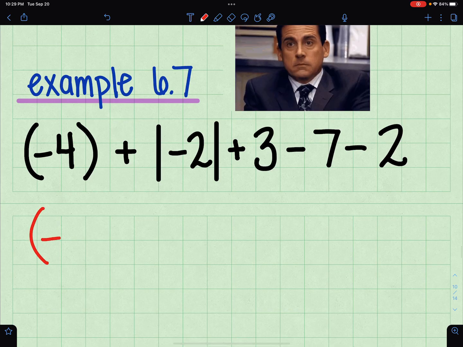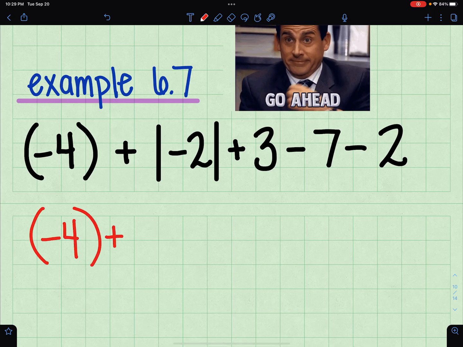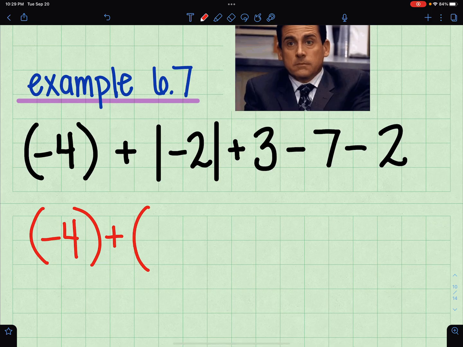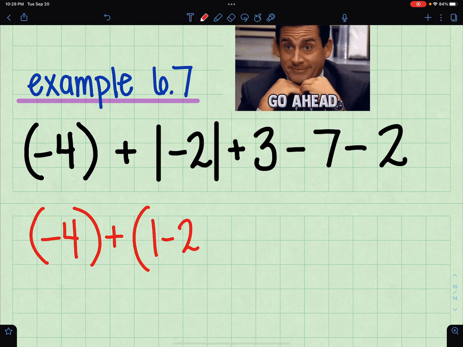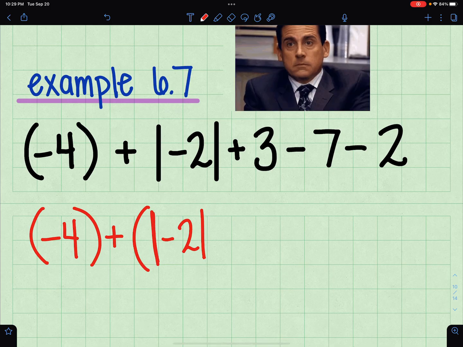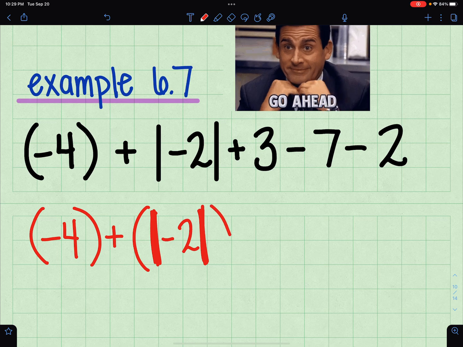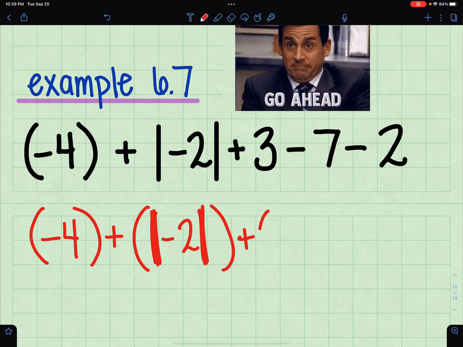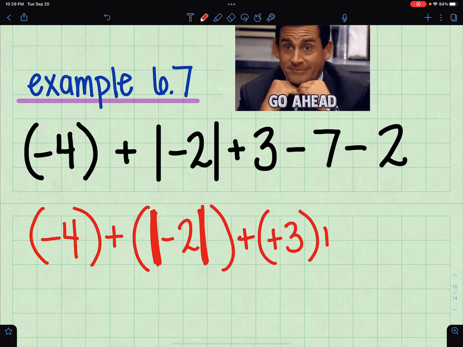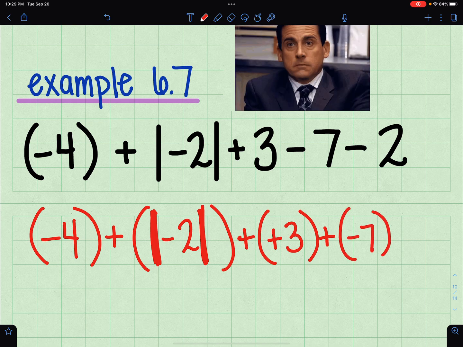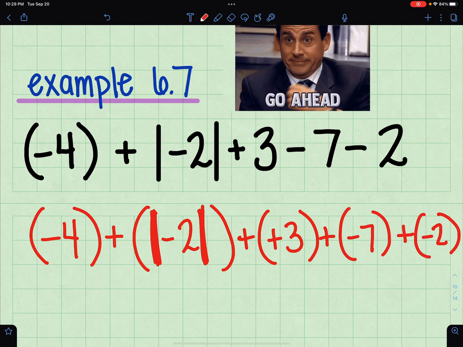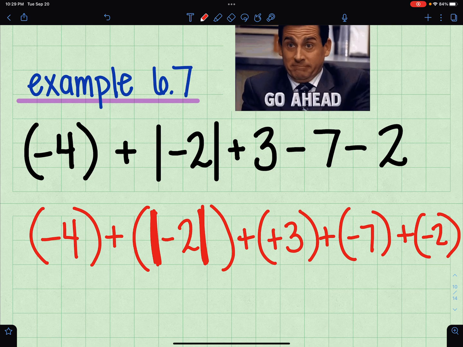So let's rewrite it. -4 plus, what are we going to do here? Just stick some parentheses around it for now. Okay, these are absolute values. I'm just going to make them a little bit more bold so I don't think that they're a 1 or something weird like that. Okay, so +3 plus -7 plus -2.